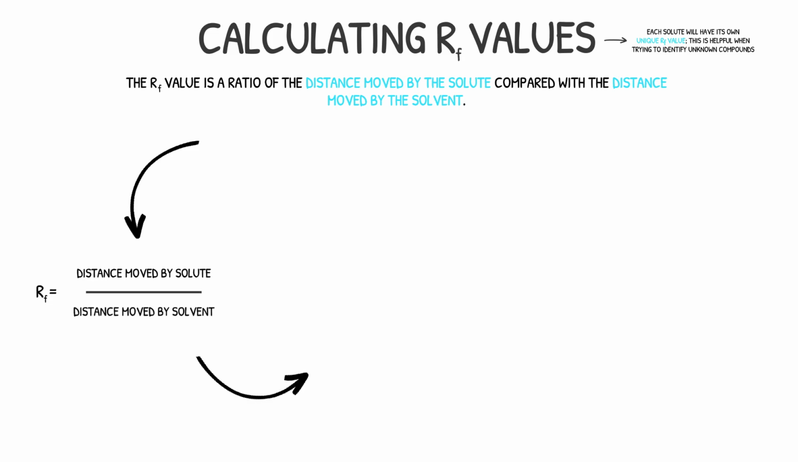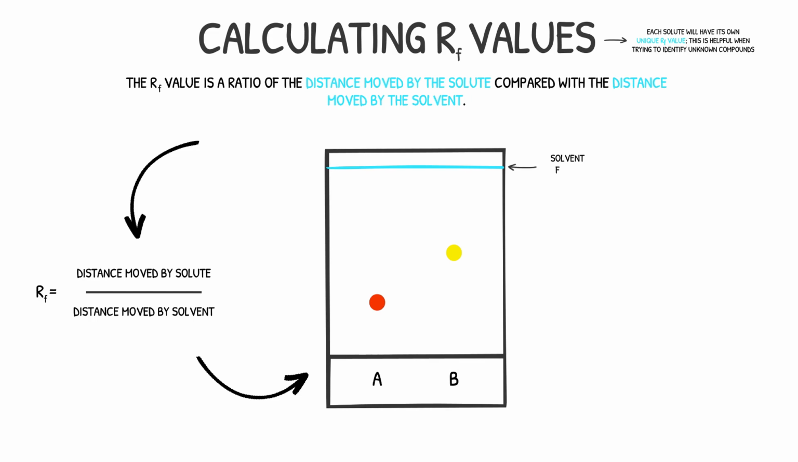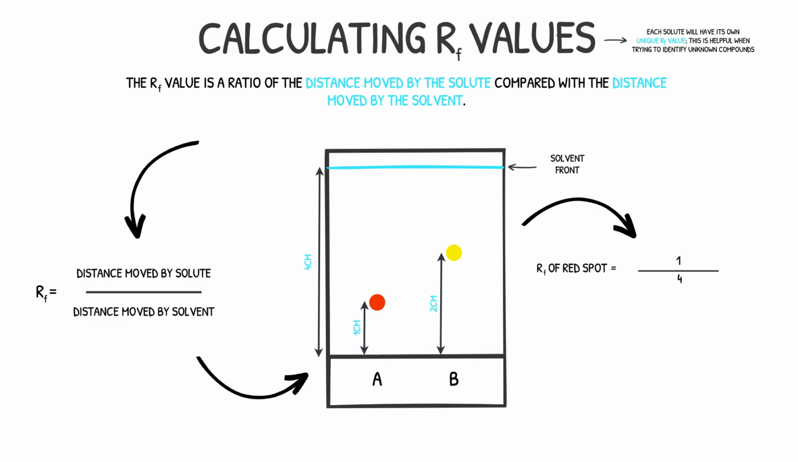For example, on this chromatogram, the distance moved by the solvent is 4 centimeters. The distance moved by the red spot is 1 centimeter, and the distance moved by the yellow spot is 2 centimeters. To calculate the RF value of the red spot, you would divide 1 by 4. The RF value of the red spot is 0.25. To calculate the RF value of the yellow spot, you would divide 2 by 4. The RF value of the yellow spot is 0.5.